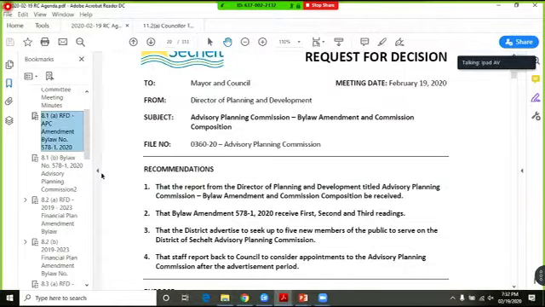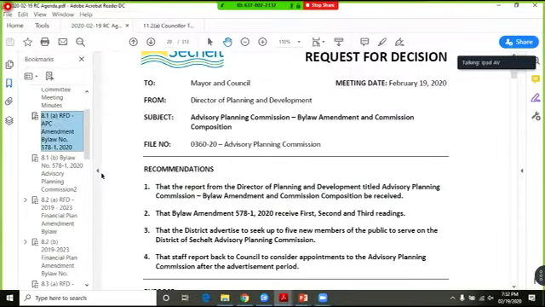Item 8.1, Advisory Planning Commission Bylaw Amendment and Commission Composition. First, a motion to receive the report. All those in favor? Thank you. And we'll turn it over to staff. Thank you.